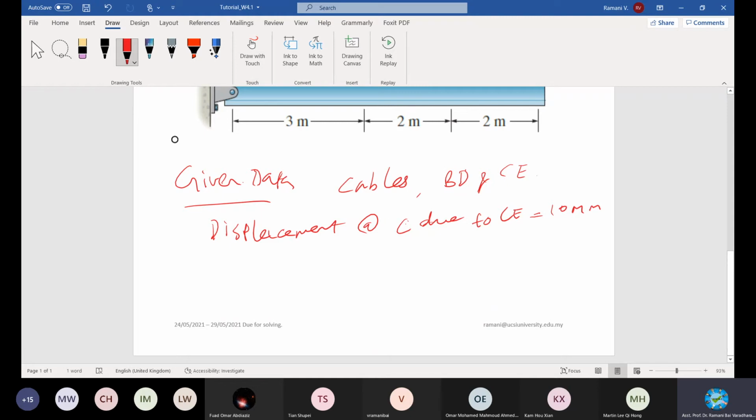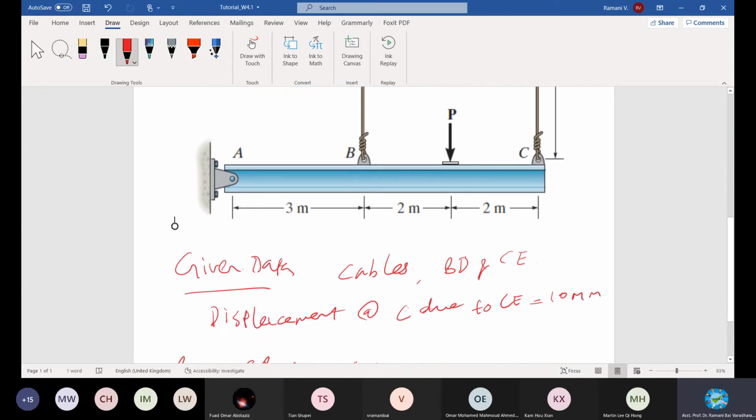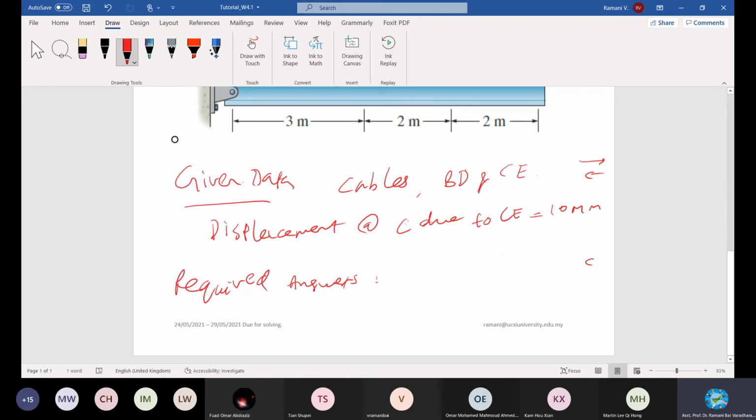You see the direction. And then the required answer is, you are asked to find out the normal strain. The question itself says normal strain, meaning what? It may be either elongated or shortened. That is called normal strain due to the normal stress acting on it.